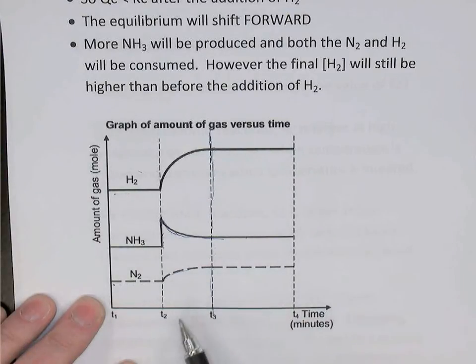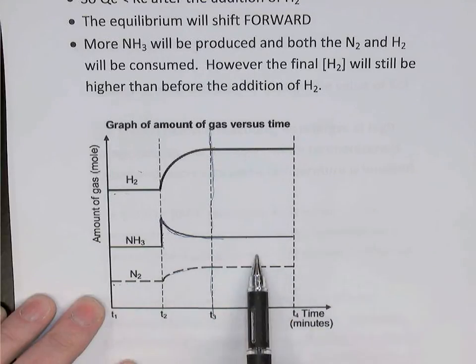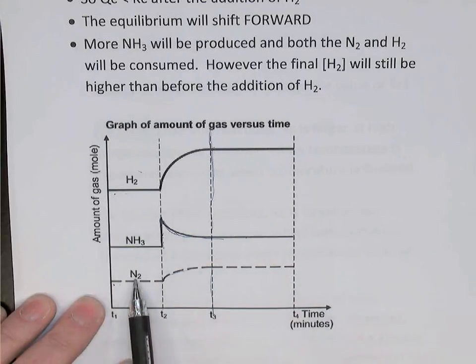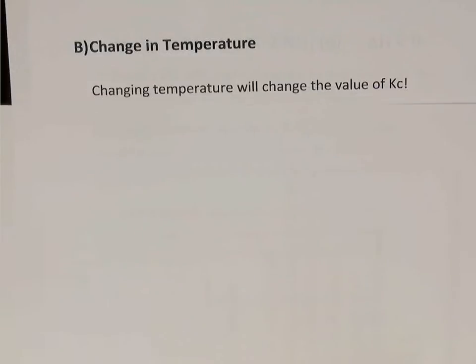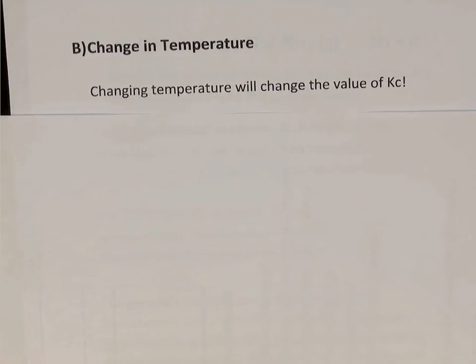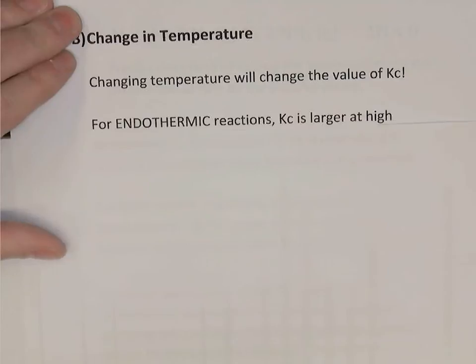Changing concentrations does nothing to affect Kc. The concentrations here are different than they were before the stress, but Kc did not change. However, when you change temperature, Kc does change. This is the only stress that changes the value of Kc.